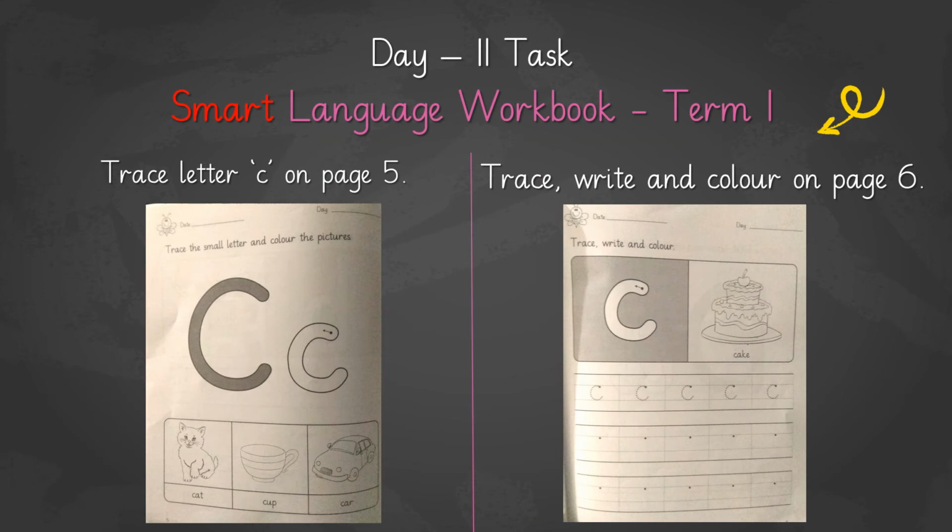This is your day 2 task. This task should be done in your Smart Language workbook. In the hollow letter, start from the starting point and follow the arrows. Write K as many times as you can with different pencil colors on page 5. And you need to color the pictures as well. And on page 6, you need to trace, write and color K.